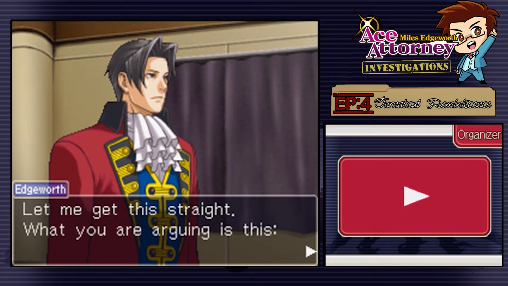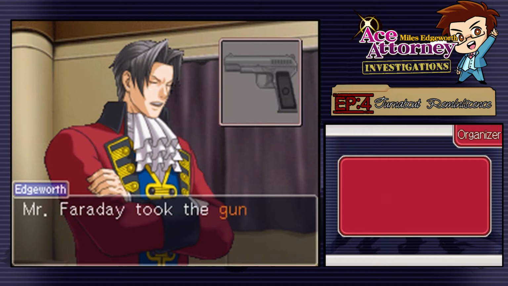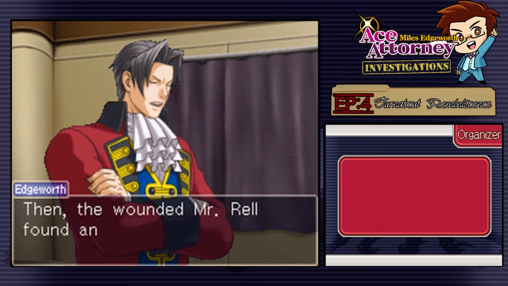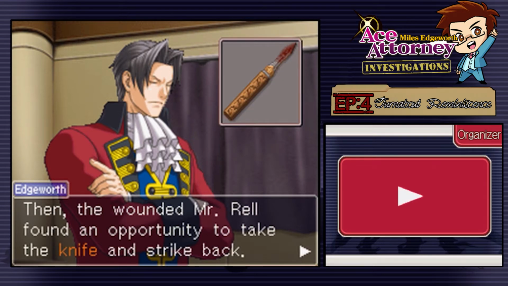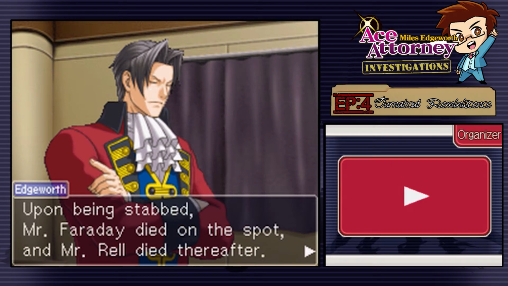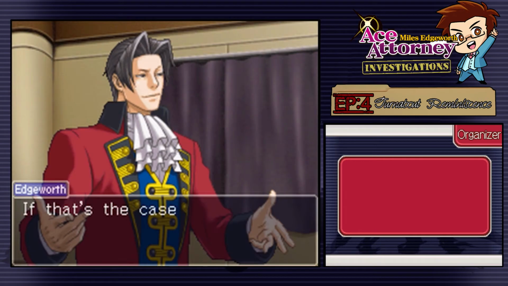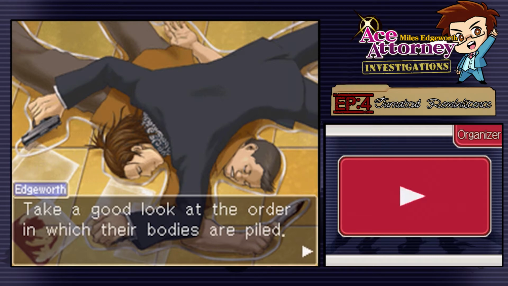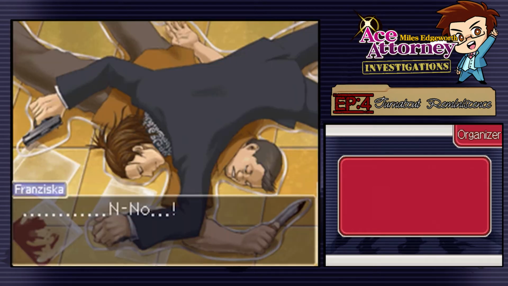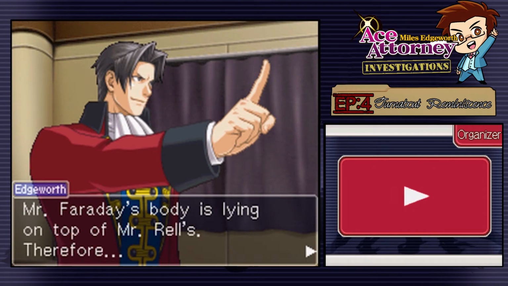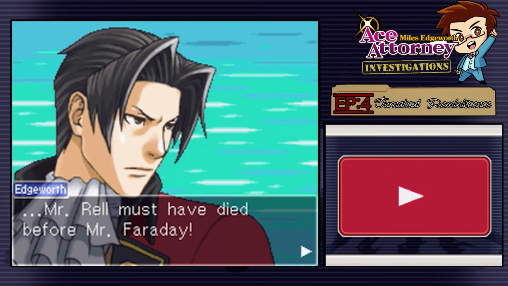Let me get this straight. What you are arguing is this. Mr. Faraday took the gun from his evidence bag and shot Mr. Rell. Then, the wounded Mr. Rell found an opportunity to take the knife and strike back. Upon being stabbed, Mr. Faraday died on the spot, and Mr. Rell died thereafter. If that's the case, then how do you explain this? Take a good look at the order in which their bodies are piled. Mr. Faraday's body is lying on top of Mr. Rell's. Therefore, Mr. Rell must have died before Mr. Faraday.